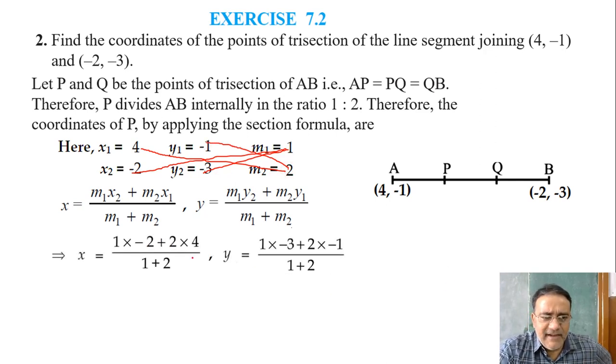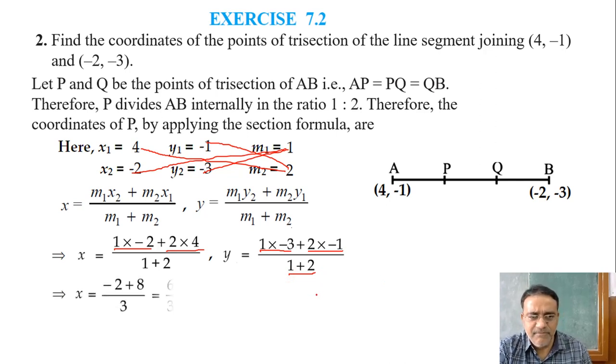Okay, so we'll find the value of x first. -2 plus 8 upon 3. How much are we getting? -2 plus 8 is 6. 6 by 3 is 2. Right. Here see the value of y, -3 minus 2 upon 3. -5 by 3, not plus. Okay, so x we are getting 2 and y we are getting minus 5/3.